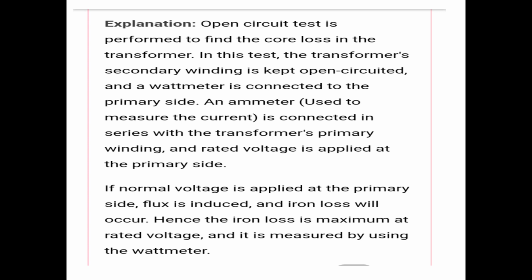In this test, the transformer's secondary winding is kept open circuited and a wattmeter is connected to the primary side. An ammeter used to measure the current is connected in series with the transformer's primary winding, and rated voltage is applied at the primary side. If normal voltage is applied at the primary side, flux is induced and iron loss will occur. Hence, the iron loss is maximum at rated voltage and it is measured by using the wattmeter.